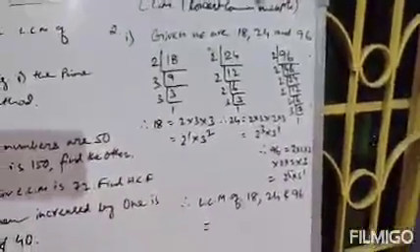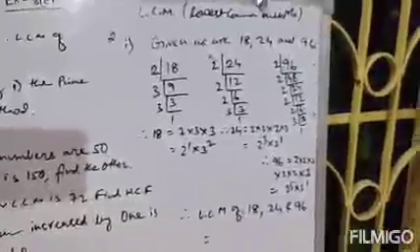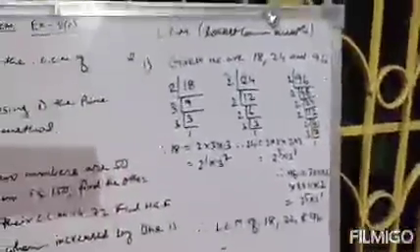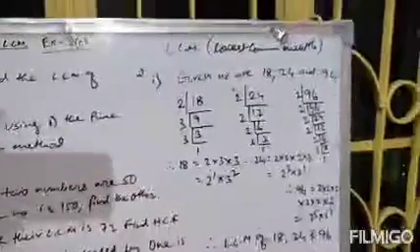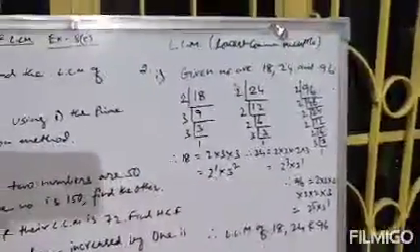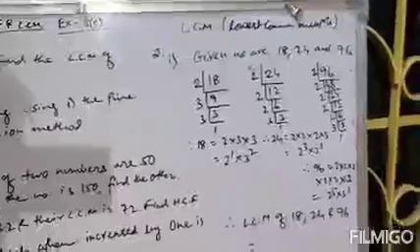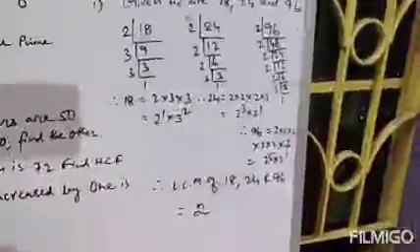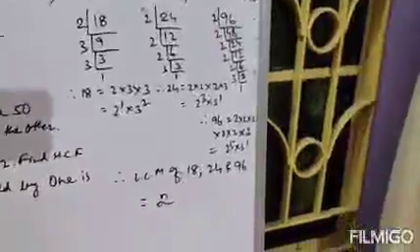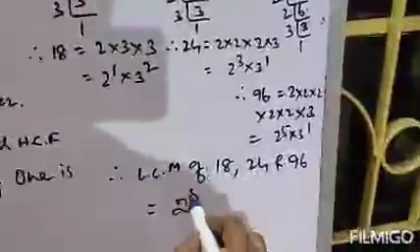In LCM we will choose the common number with the highest power, but in case of HCF we will choose the common number with the lowest power. In HCF, lowest power, and in LCM, highest power. Clear? So the common number is 2, and 2 is present, therefore we will take 2, but we will choose the highest power in case of LCM. So the highest power of 2 is 5, so we will take 5.